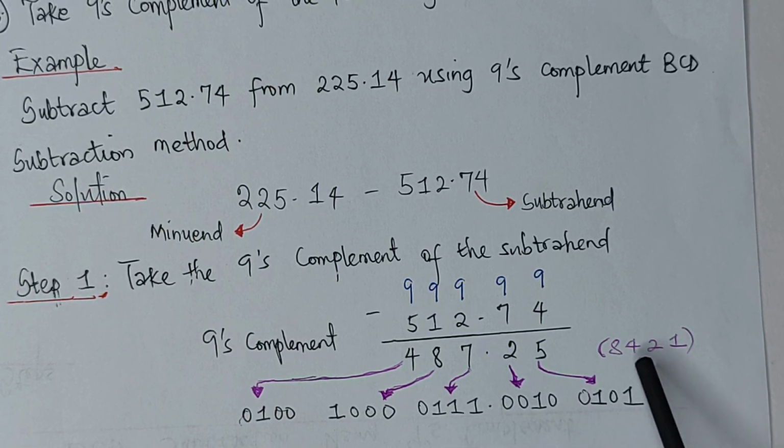What makes 7 is the summation of 4, 2, and 1, which we turn on, whereas 8 will be 0. For 8, we can identify 8 here, so we turn that on as 1, while the others will be zeros. For 4, like before, we can identify 4 here, which will be 1, and the others will be zeros. So at the end of the day, we have this value: 0100, 1000, 0111, 0010, 0101, which is 487.25.